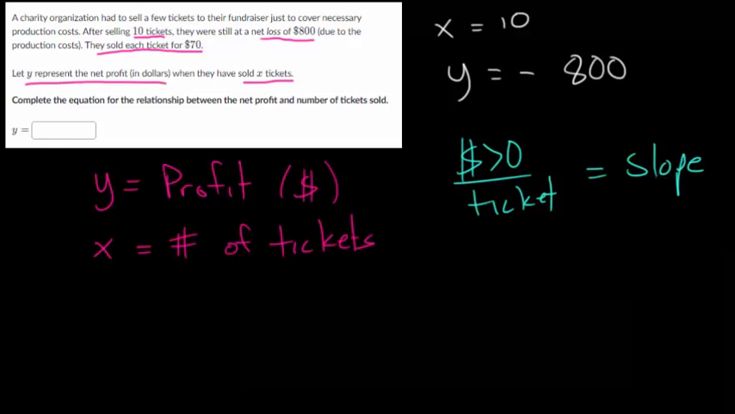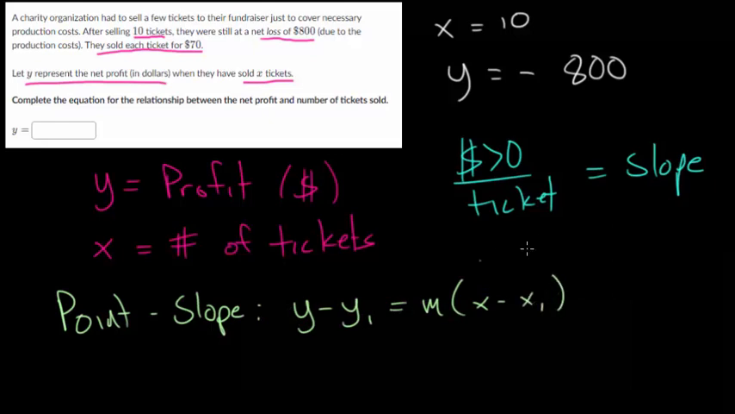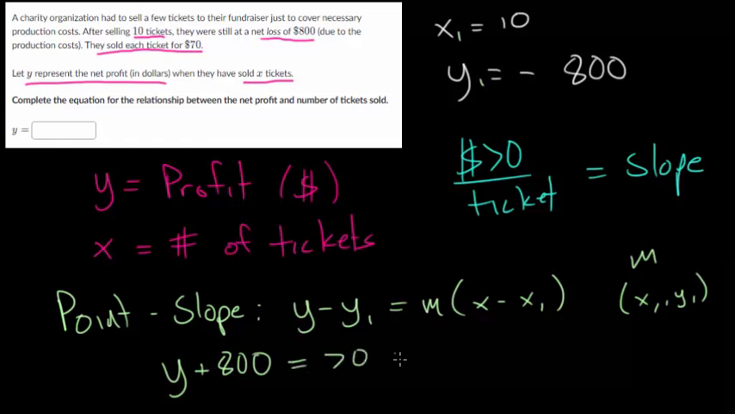So point-slope, remember, let me just write it down for you, is y minus y1 equals m times x minus x1, where this line goes through with a slope of m and through the point x1, y1. So whenever you have the slope and a point, you can just plug them in here. So we can call this x1 and this is y1. So y minus y1, which is negative 800. So we're actually going to be adding 800 because when you subtract a negative, it's the same as adding. Our slope is 70. And then multiplied by x minus x1, which is 10.